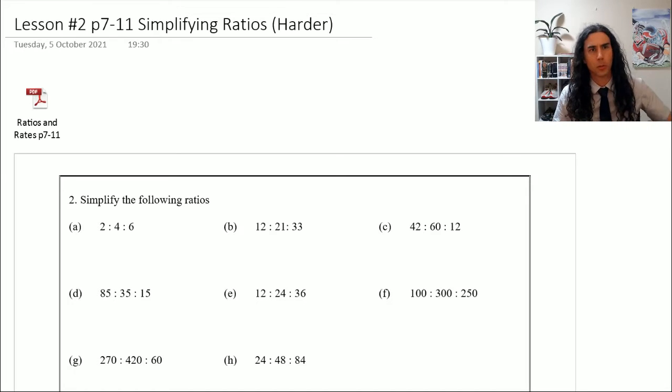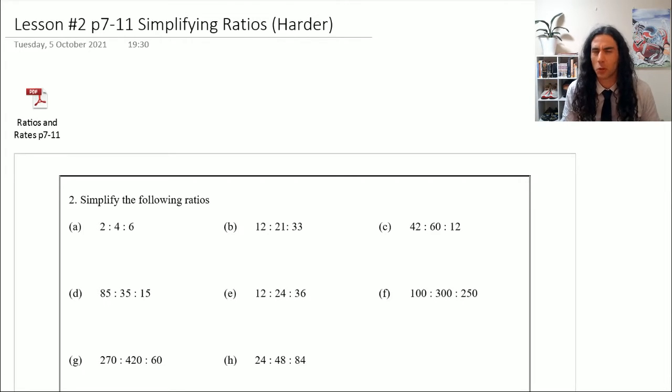Hello! We are doing the topic ratios and rates, lesson number 2, and going to go straight into it. It's the same thing as lesson number 1. We're simplifying ratios, but there's going to be some little tricks. For the first lesson, all we had to do was find a common factor and divide, or put them in the same units. But now sometimes we're actually going to have to multiply.